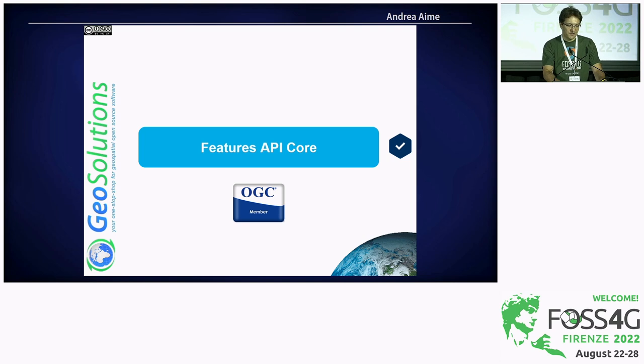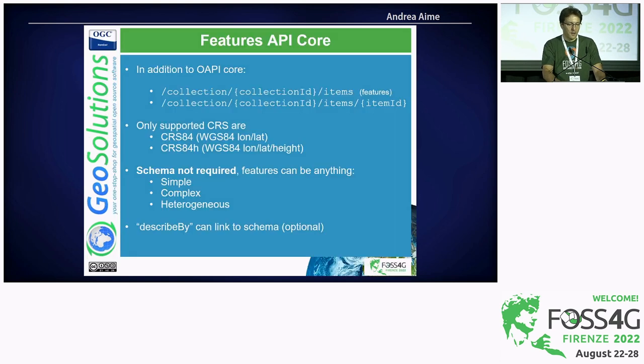So let's have a look at OGC API Features Core. This building block provides access to vector data. So you have collections, and inside the collections you have items, and you can also refer to each item individually. The core only supports CRS 84 or CRS 84 with height. That's it. It doesn't support any other coordinate reference system. When you hit a core implementation and you don't specify anything, you can be assured that you're going to get back data in CRS 84.